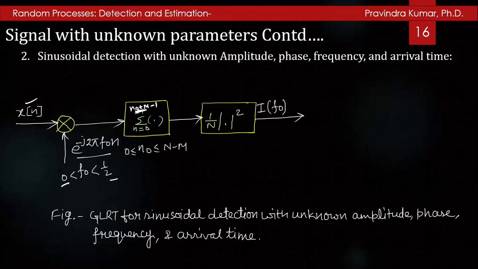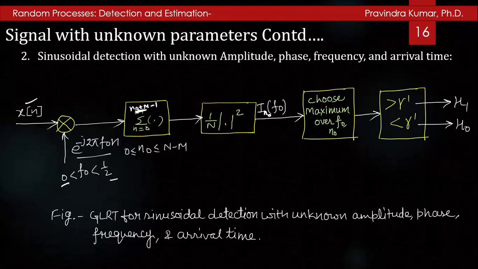You will get the periodogram, where this periodogram is I of n naught, f naught. Choose the maximum over f naught and n naught, and compare this periodogram with the threshold value. If it exceeds the threshold value, then we will decide in favor of H1, and if it is less than the threshold, then we will decide that hypothesis H0 is correct.